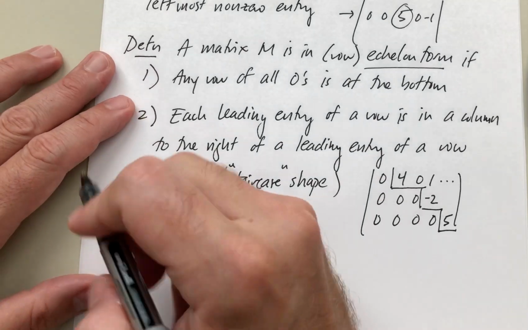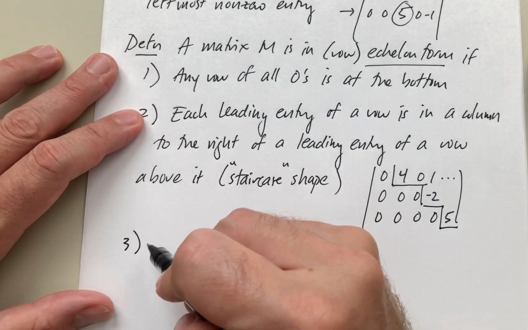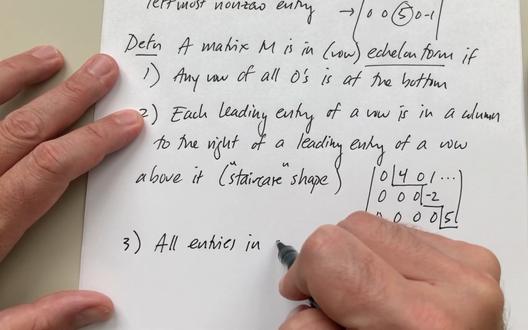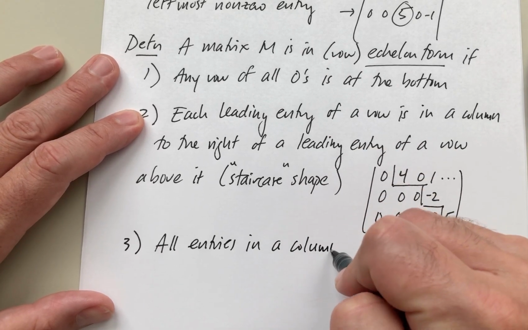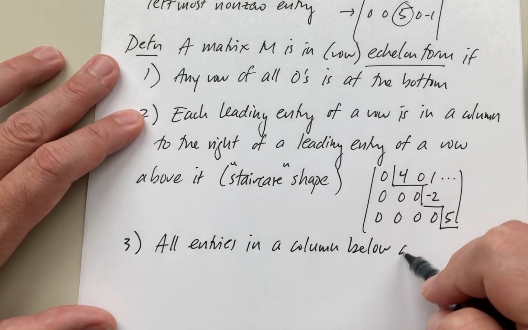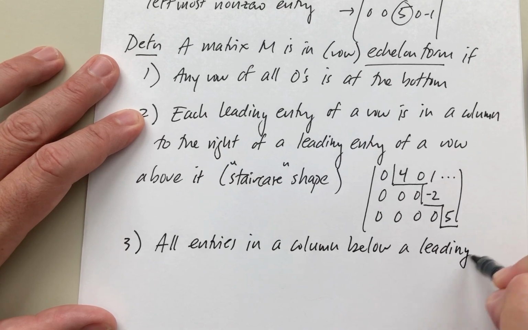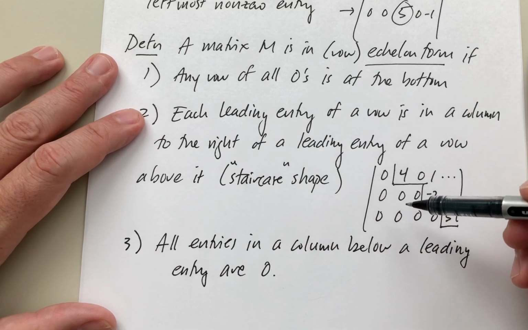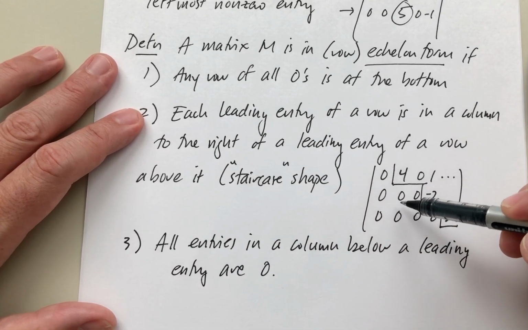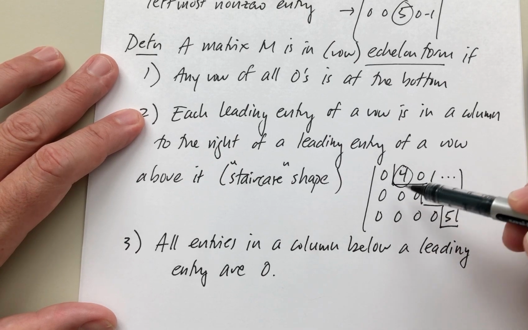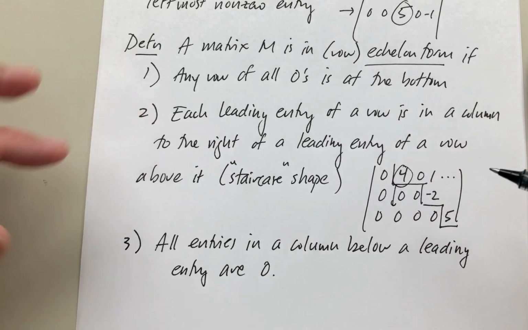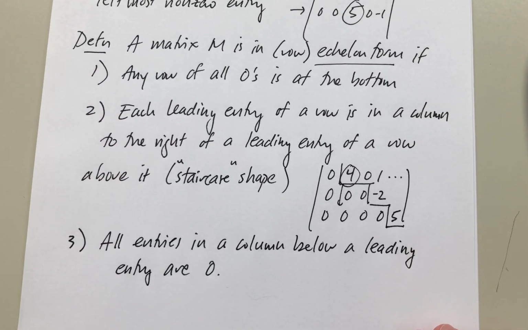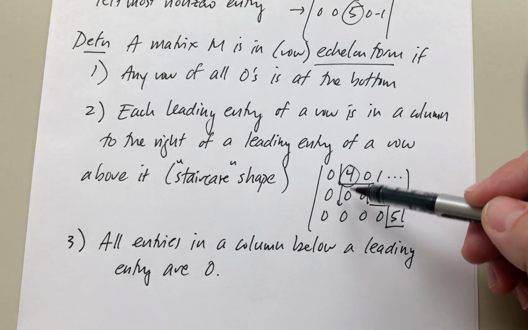Okay? And number 3 is a little bit redundant maybe, but just to drive this idea home, we want to say that all entries in a column below a leading entry are 0. Okay, and so if I look at any of these leading entries, I have to have zeros below. So here's the leading entry, and everything below it is 0. This should remind you of previous lectures where we were clearing below these terms that we decided to eliminate.